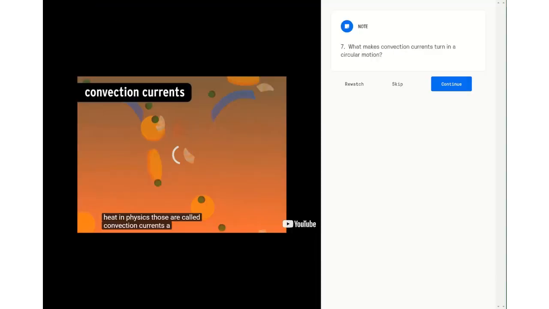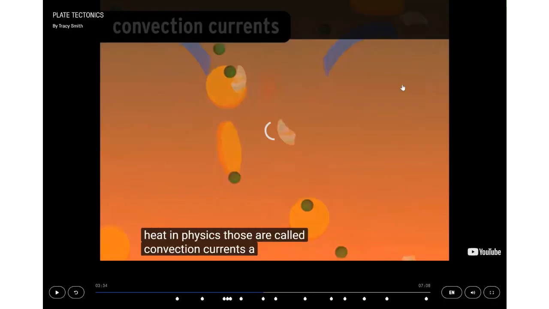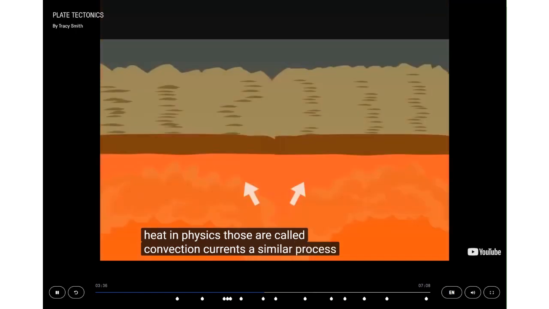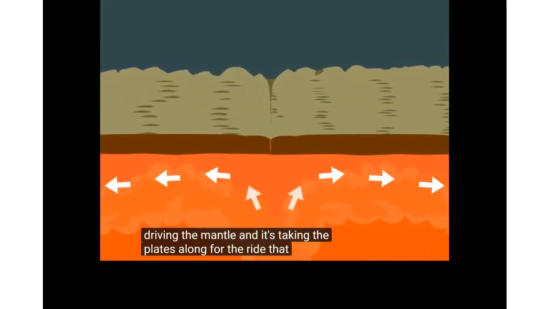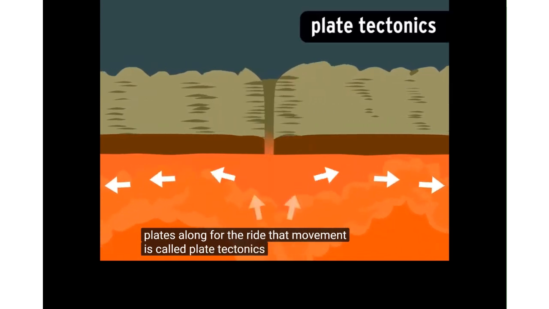If you got convection, give yourself a round of applause. All right, what makes convection currents turn in a circular motion? What is causing that to happen? Think about what we discussed when we looked at heat transfer. Heat does what, and cool liquid does what? A similar process is driving the mantle, and it's taking the plates along for the ride. That movement is called plate tectonics.